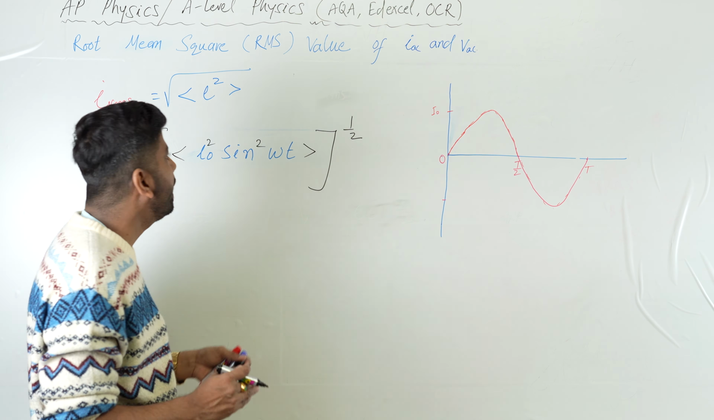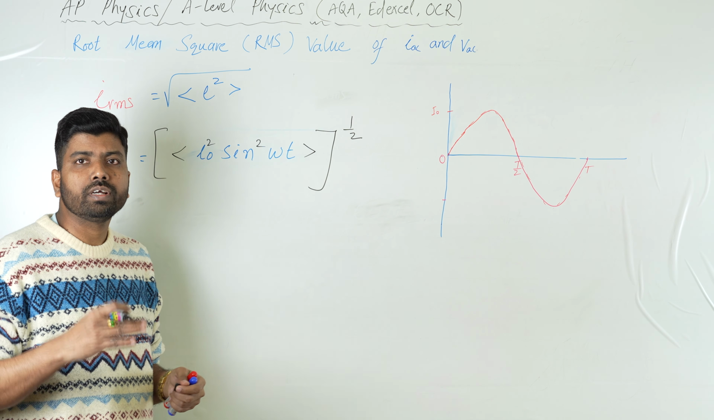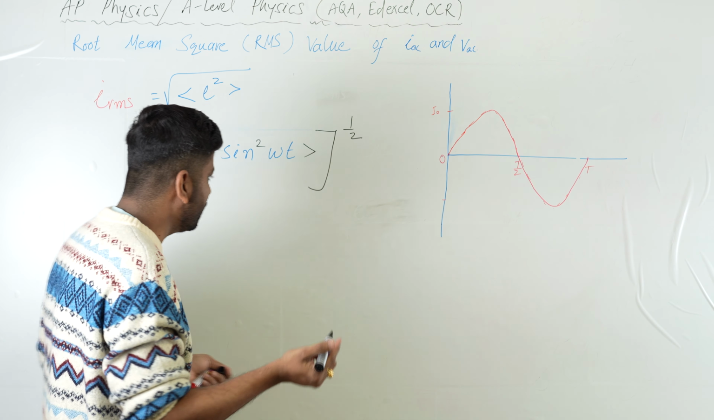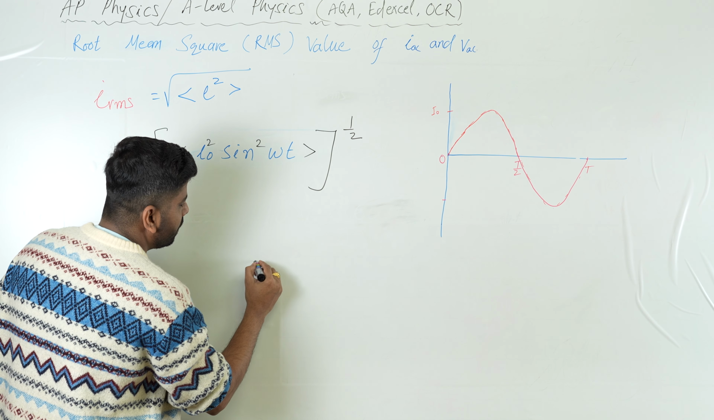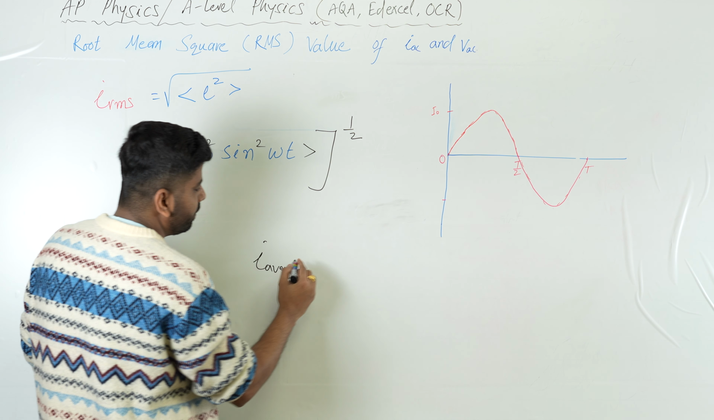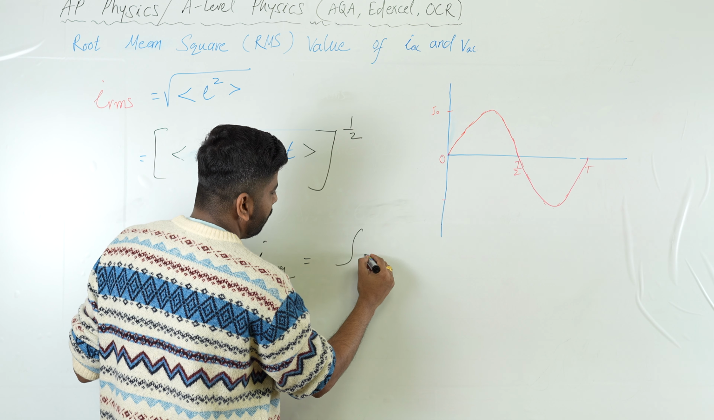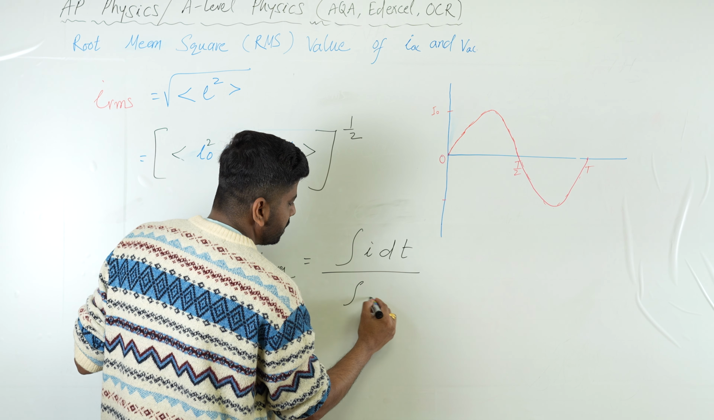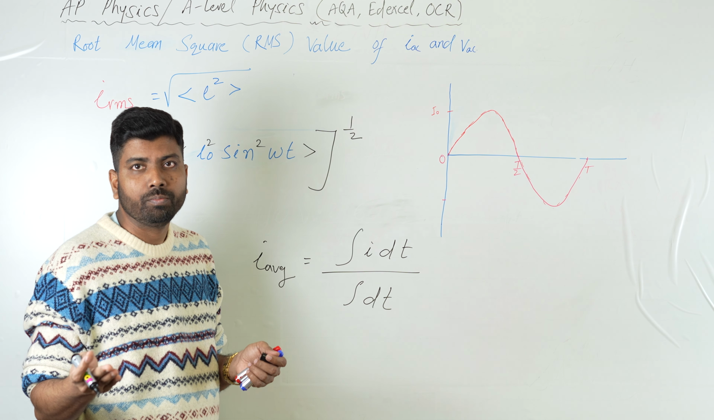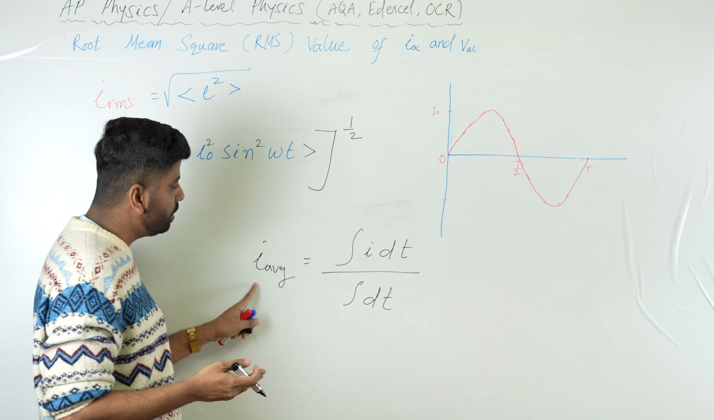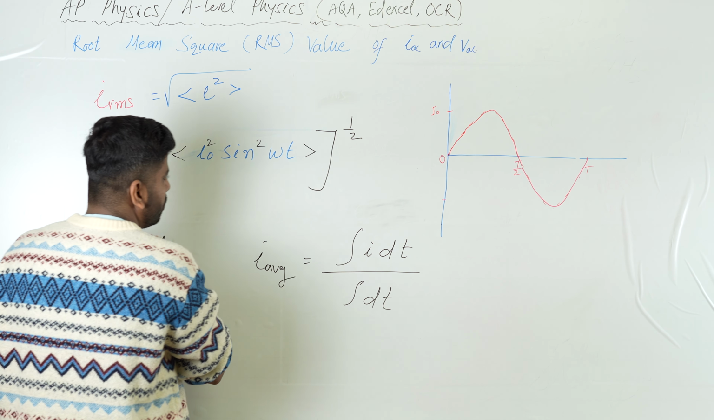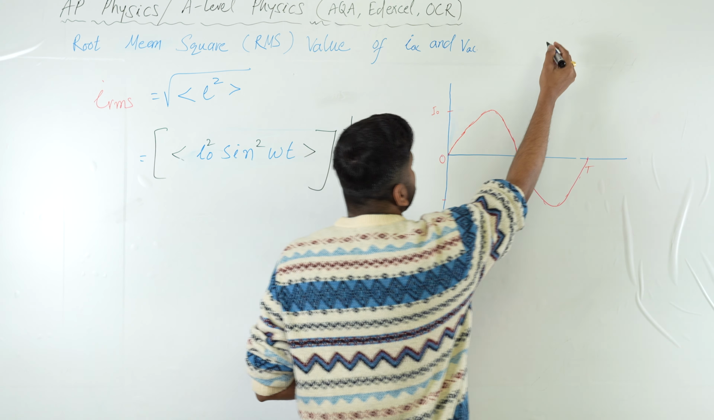In the previous lecture, I told you that if you want to find the average of any physical quantity that depends on time, for example the average of I, because this symbol stands for average, then you can write the integration of I dt upon the integration of dt. Any physical quantity that is time dependent, if you want to find its average, you can write it in this way. So I'm going to write in the same way.